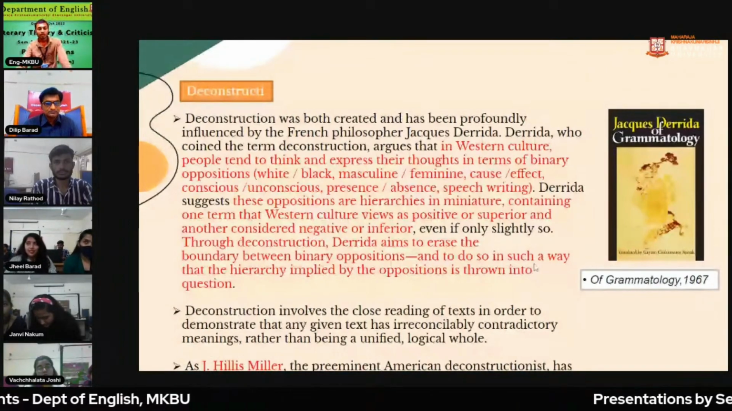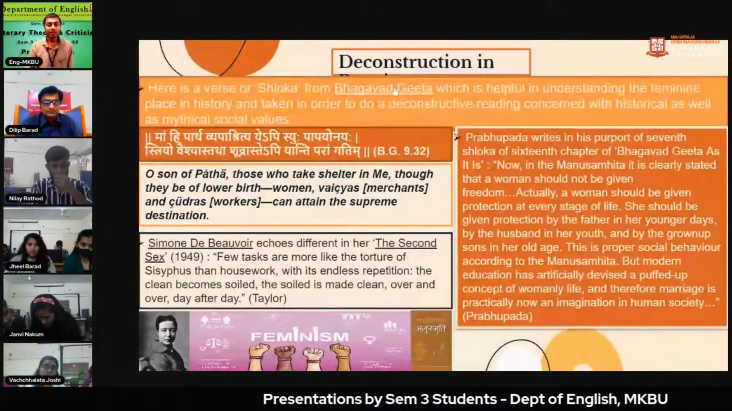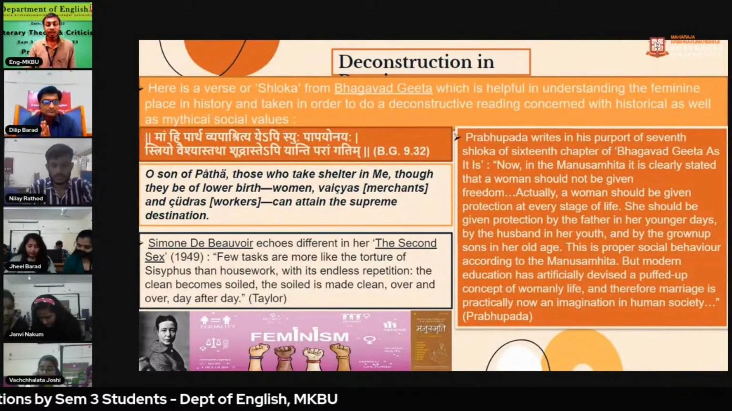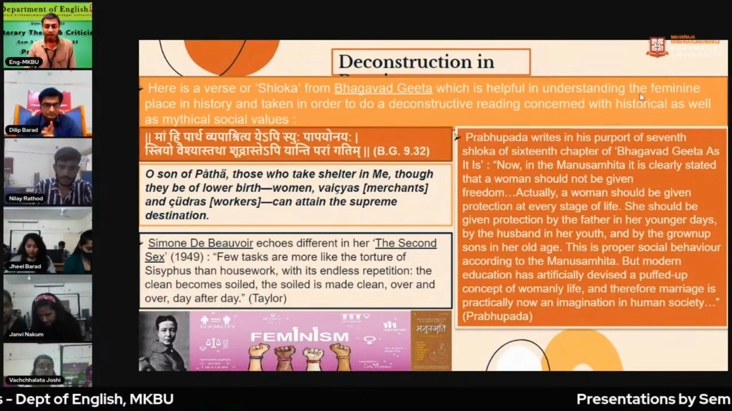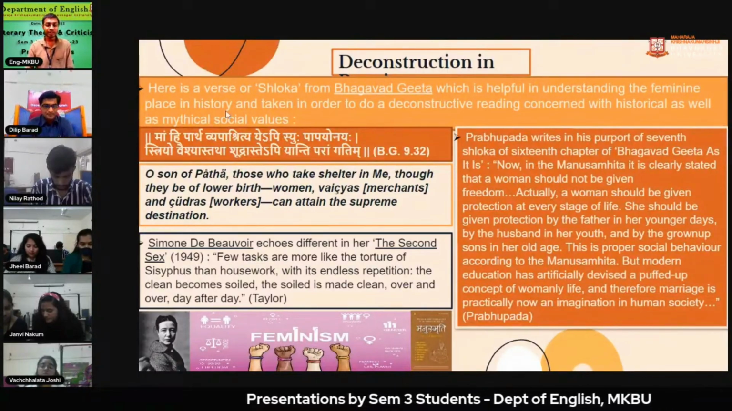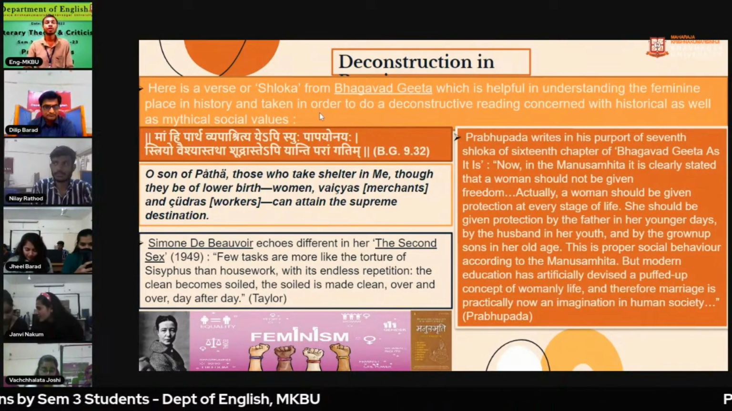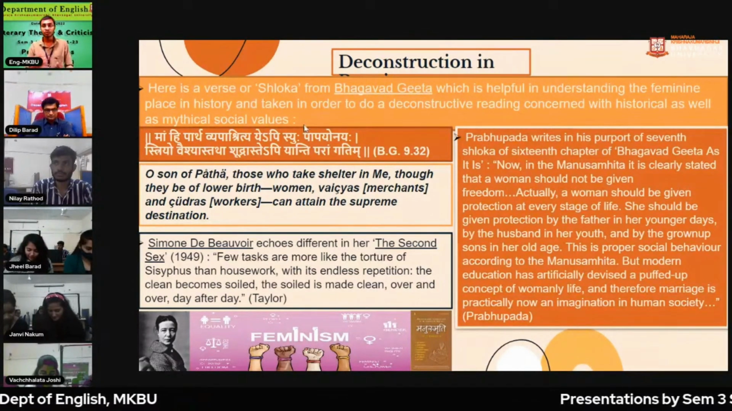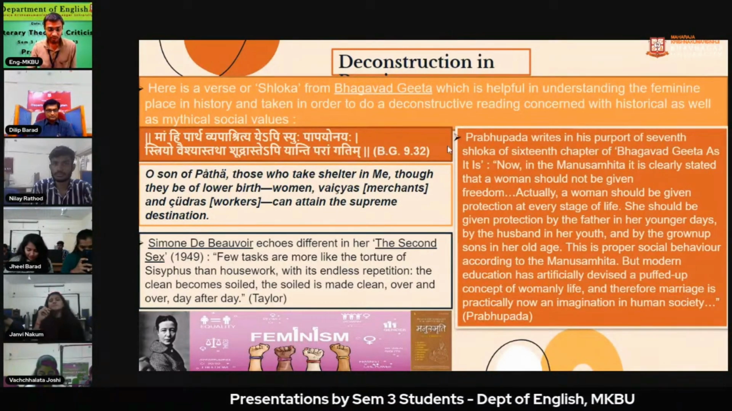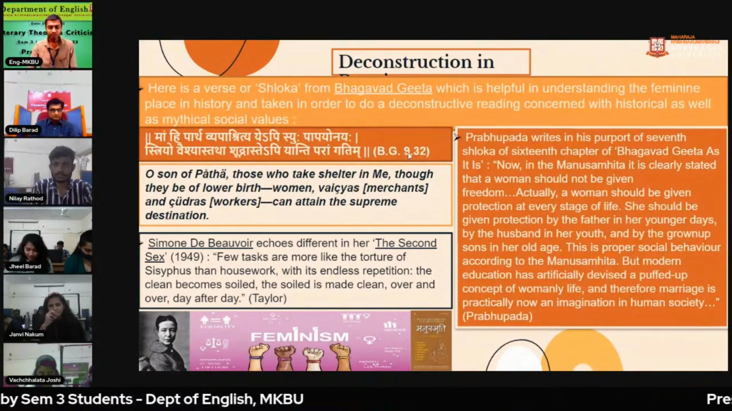Okay, so for the sake of deconstruction in practice, I have taken here a verse or sloka from the Bhagavad Gita, which is helpful in understanding the feminine place. I have taken Indian mythology, and I am referring to one sloka from the Bhagavad Gita to understand the feminine place in history, in order to do a deconstructive reading concerned with historical as well as mythical social values, as we were seeing in the hierarchical position proposed by Derrida. So here is the sloka taken, Adhyaya or chapter 9, verse 32.